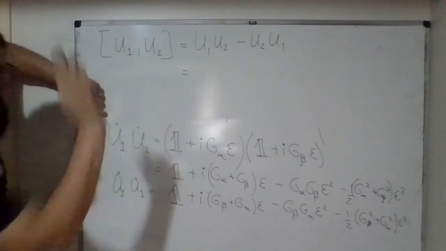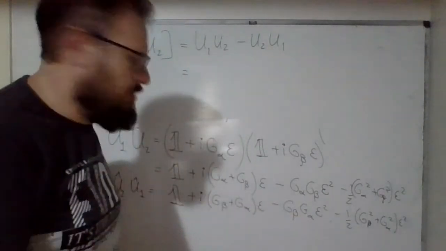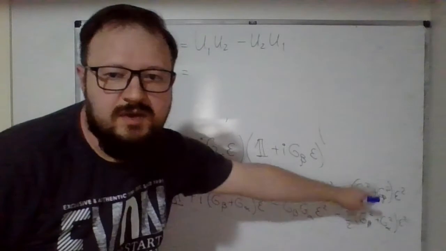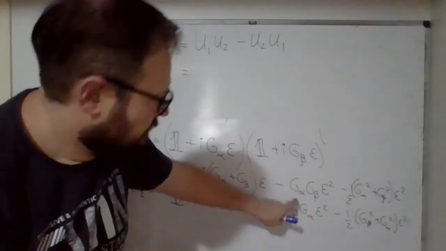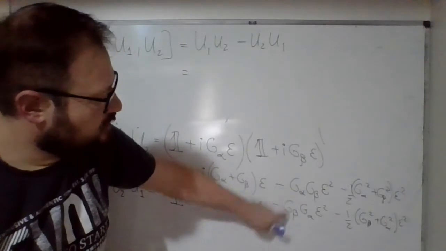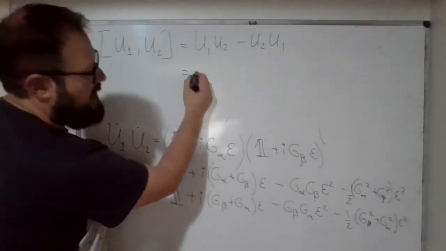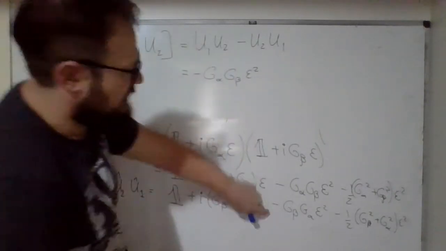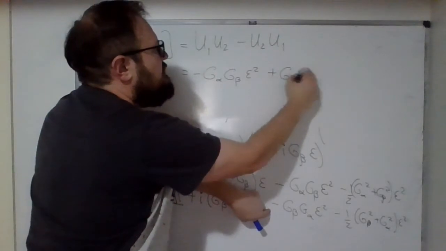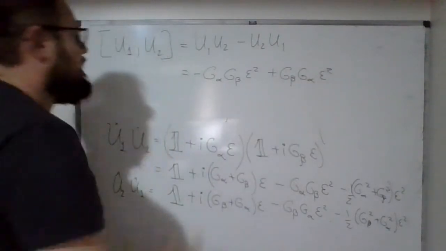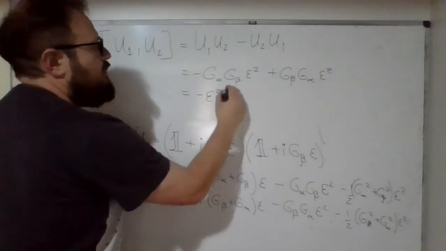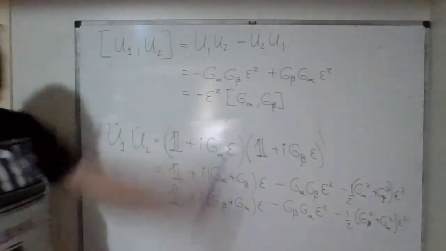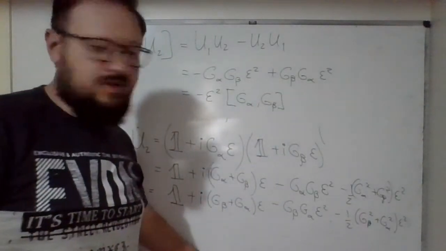Notice the identity is removed. The first order term is removed. That term is also removed if alpha is equal to beta. But now you have this commutator here because you have minus g alpha g beta times epsilon squared and minus that minus here plus g beta g alpha epsilon squared. And this is just minus epsilon squared commutator of two generators of the group. Okay, this is very important.